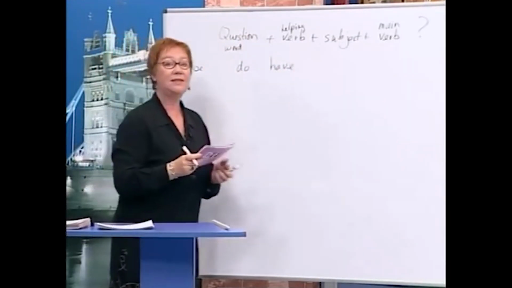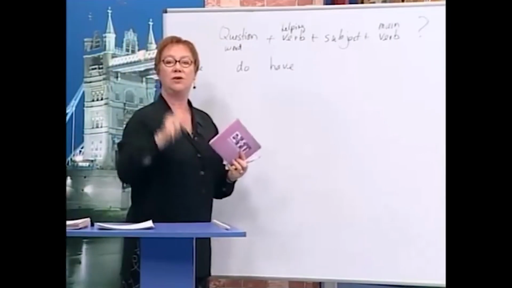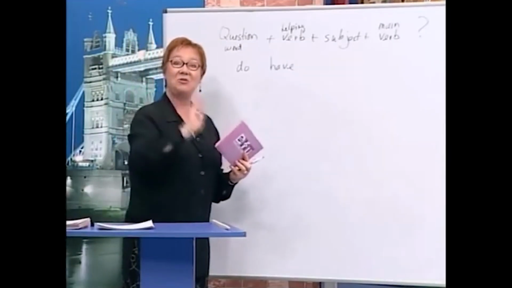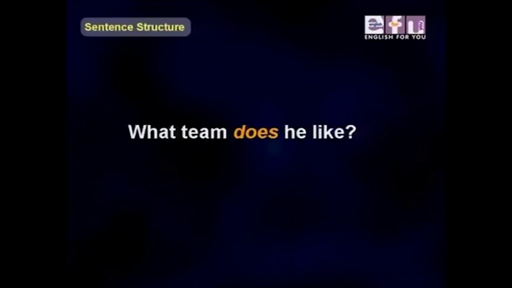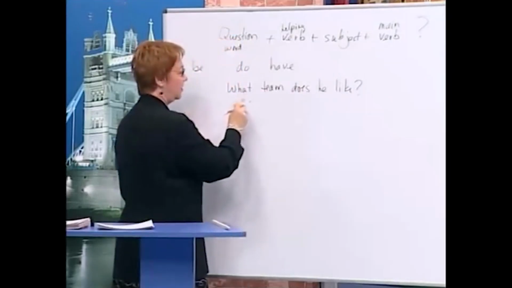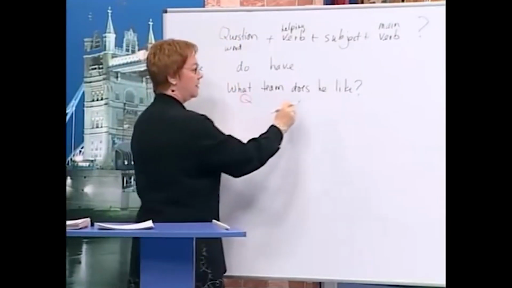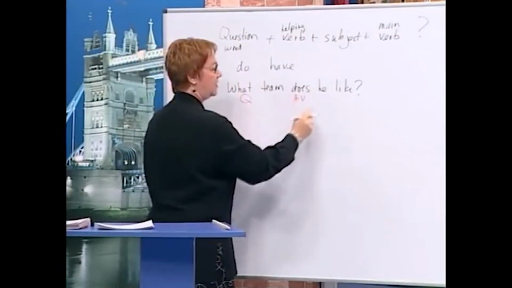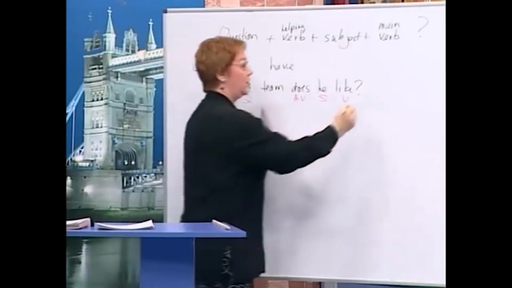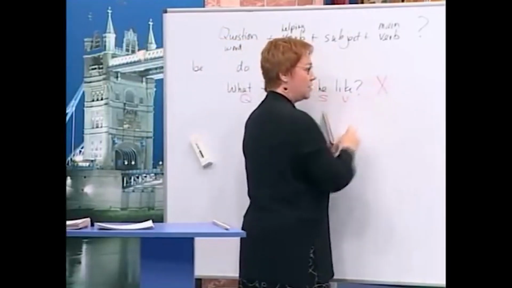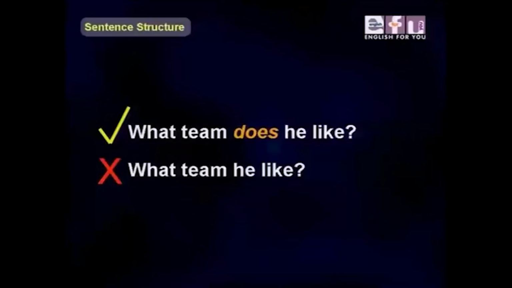Okay? Now, let's look at some examples. I'm going to show you correct and wrong. So you always do them correct. Okay, now, what team does he like? Okay? Now look at, you've got the question word, the helping verb, let's say HV, the subject, and the verb. Okay? Now, the wrong one, no, is what team he like.